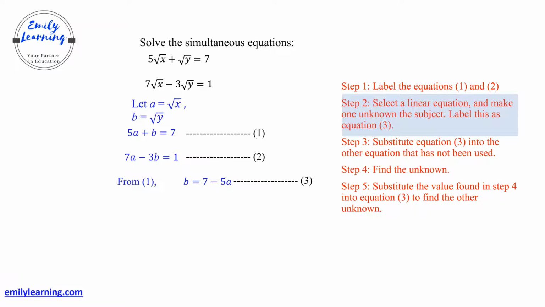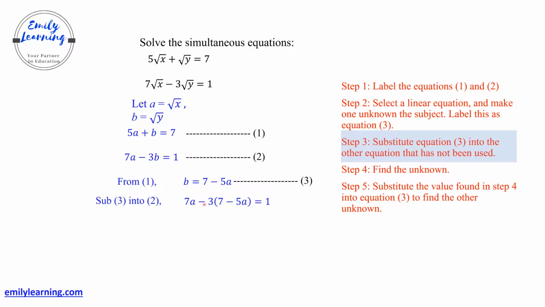So now, once we have done this, we will label this equation 3, and we can go on to step 3, which is to substitute equation 3 into the other equation that has not been used. So we have used equation 1 to make b the subject, so we have not used equation 2. So now, let's substitute equation 3 into equation 2. So I'll sub in b equals 7 minus 5a into equation 2. So instead of writing b here, I'll write 7 minus 5a. And once I've written it, there's only one unknown, which is a. So one unknown, one equation, I can solve for the unknown.